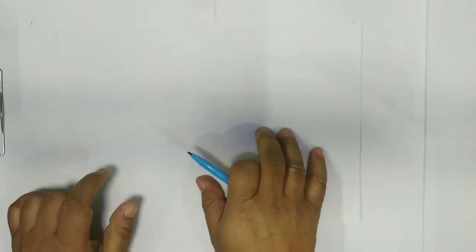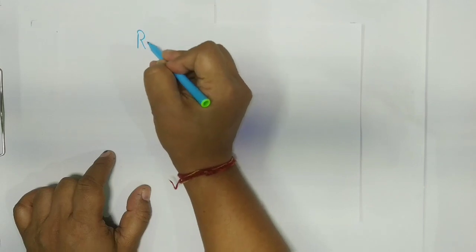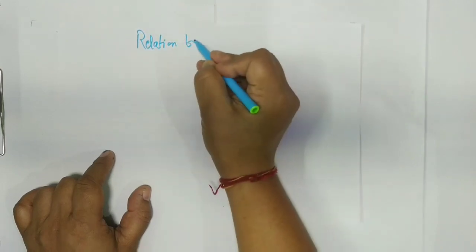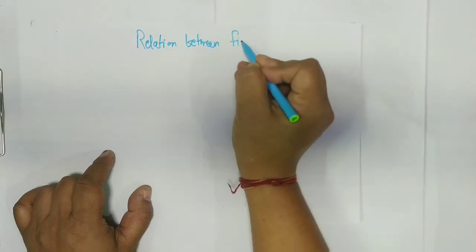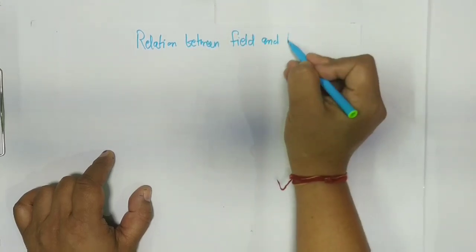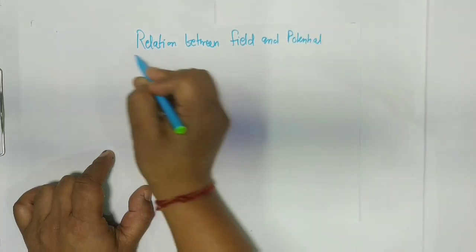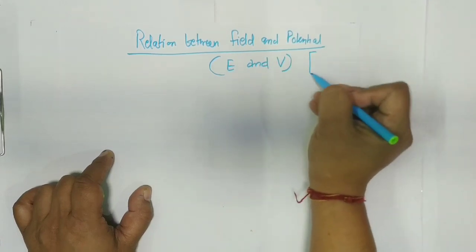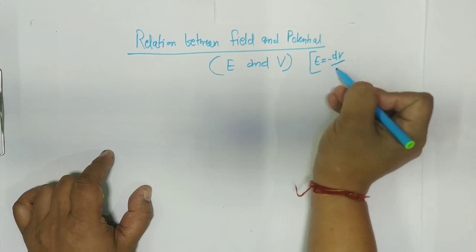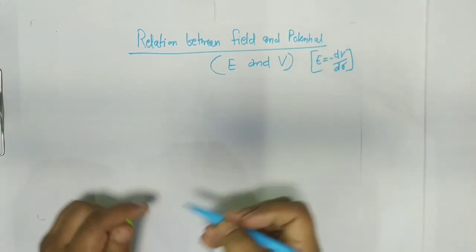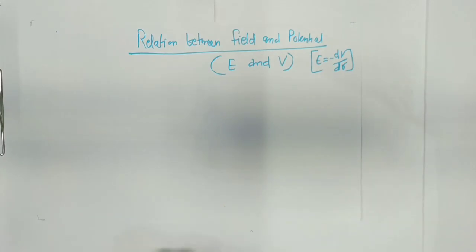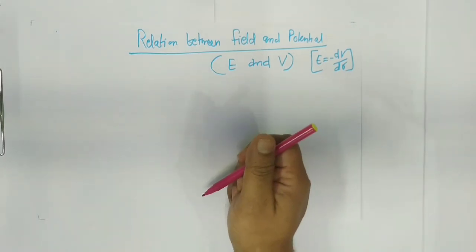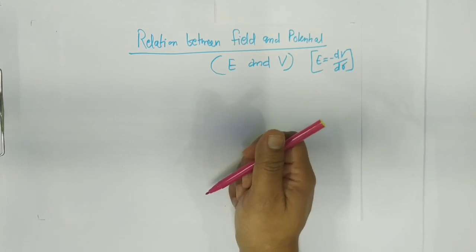And then there's a very important thing: the relation between field and potential. Electric field and potential, that means the relation between E and V. There's a very famous relation: E is minus dV by dr, which is known as the potential gradient. You remember gradient? Minus dV by dr. So very simple, we can calculate it. How are we going to calculate it?